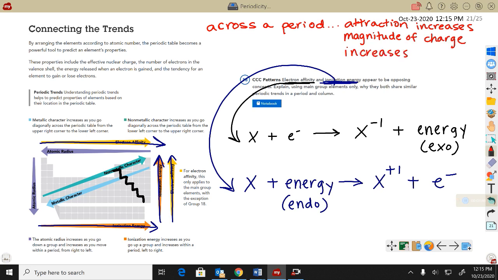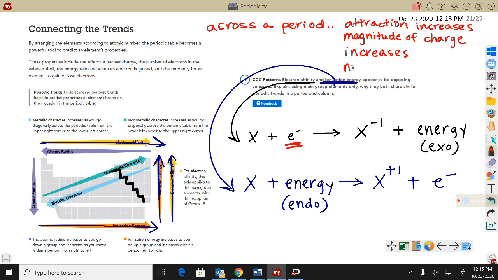Okay, so let's think about that then. If the attraction is getting stronger going across a period, well, yeah, that would make sense that the ionization energy would increase, because you have to gain more energy to remove an electron. But the attraction is also increasing within the atom; the nucleus has become more positively charged. And so obviously the more positively charged nucleus is more attracted to its own electron cloud. It might even be able to attract a neighboring electron. The magnitude of the charge increases.